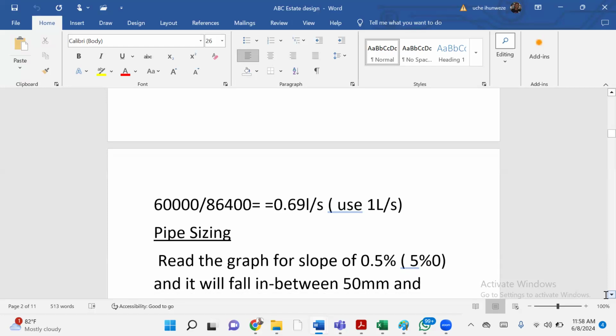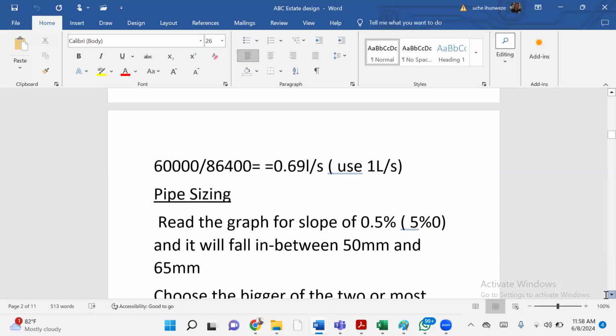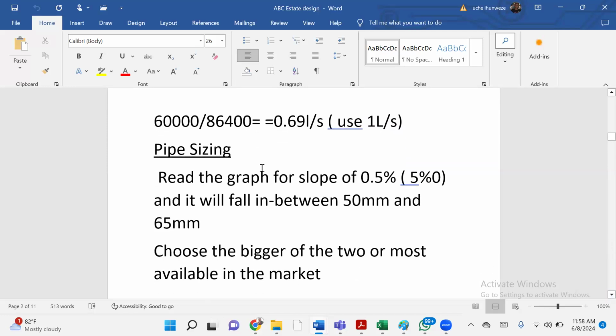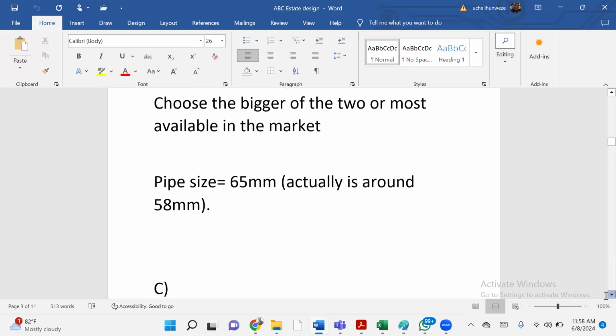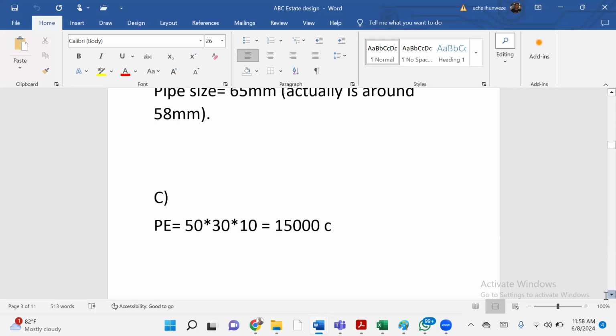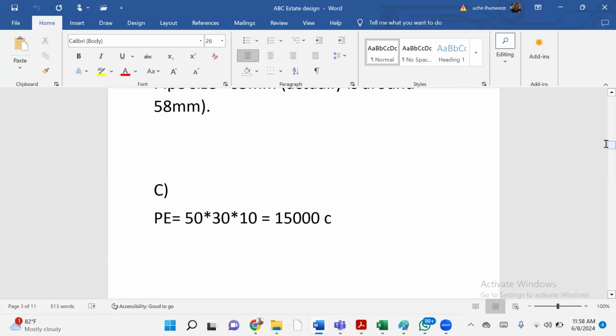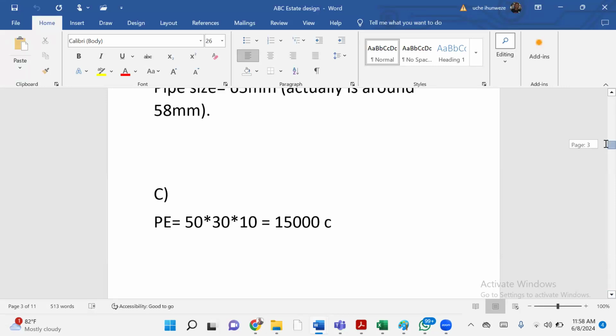You now go to the slope, to the graph, and read it. It will give you between 50 and 65. I said choose the bigger of the 2, or the one that is available in the market. You said we should choose 75? Yes, in practice. You can't find a 65 pipe in Nigeria. 75 pipe is 2.5 inches, it's everywhere.